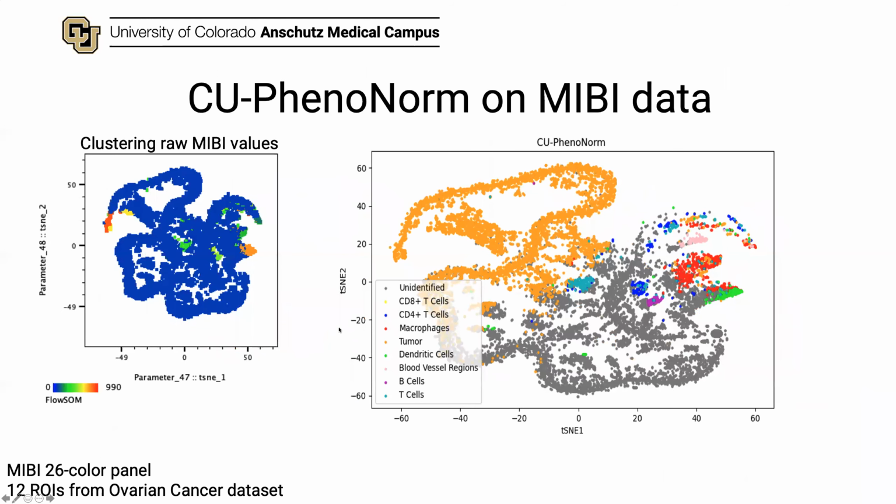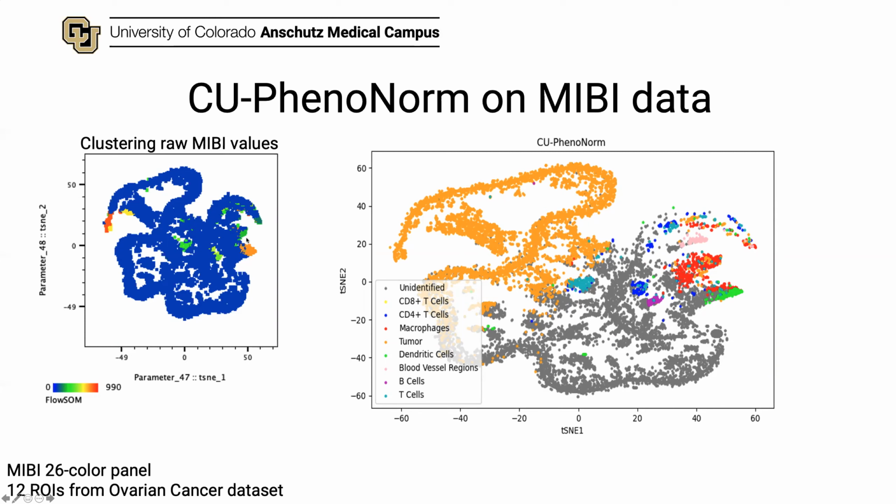So I also wanted to show a comparison of when you feed the raw data into some of these cluster algorithms as opposed to using the CU-PhenoNorm. This is actually on MIBI data now rather than the Polaris data. We really didn't take this image very much further in getting this perfected to be compared directly to the CU-PhenoNorm because it was so bad. When we're using the raw MIBI values, almost all of the cells are being thrown into this unidentified category, which on the left is shown in blue.